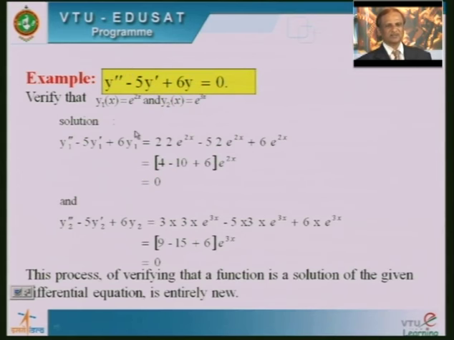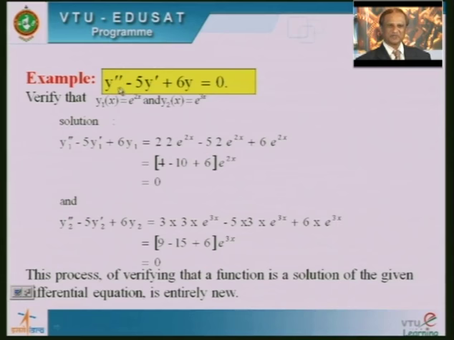For example, you can consider a differential equation y double prime minus 5y single prime plus 6y is equal to 0. Immediately you can ask yourself, what is the order of this equation? You can say that it is a second order differential equation. How do we say that? Because it contains a highest derivative. What is the highest derivative? 2. That is why it is a second order differential equation.